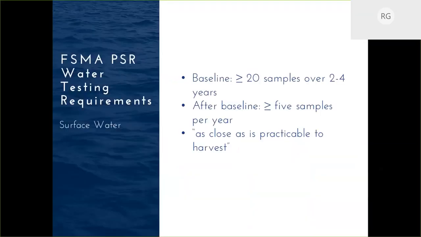So if you are using surface water and you fall under FSMA, you have to take a baseline of samples, at least 20 samples, over 2 to 4 years, and after that baseline, at least 5 samples every year. And these samples have to be taken as close as possible to harvest, and the reason for this is because we want to know what's in the water that's actually contacting the produce.